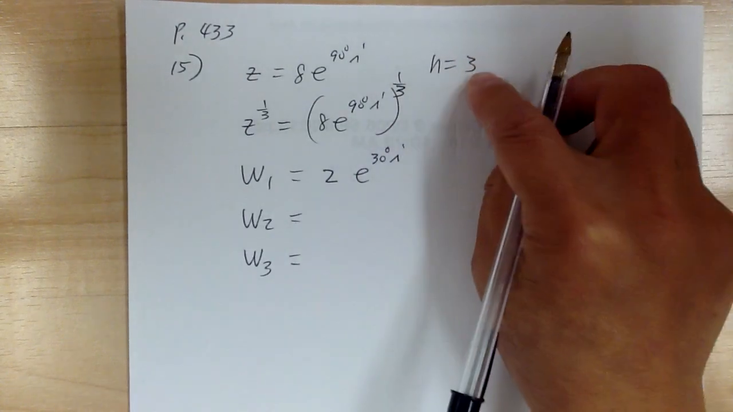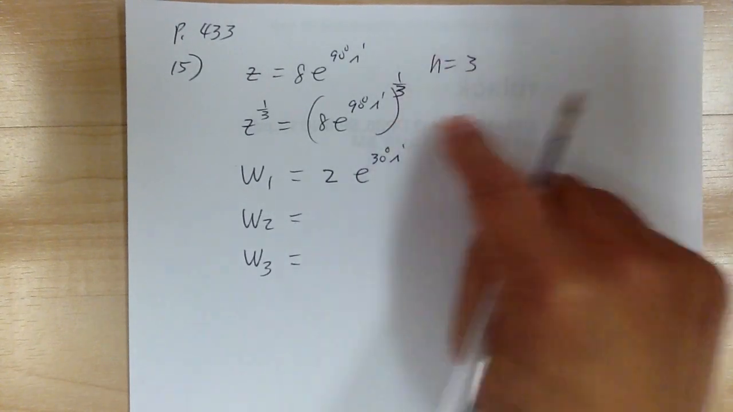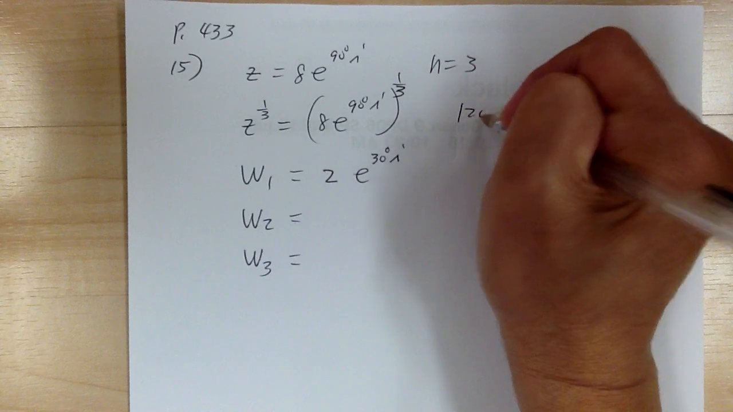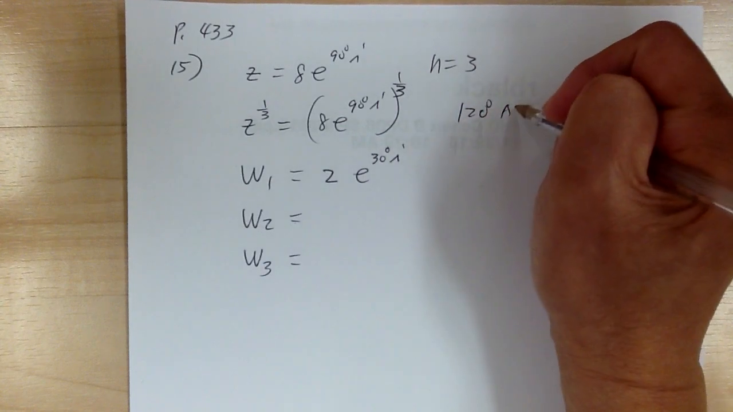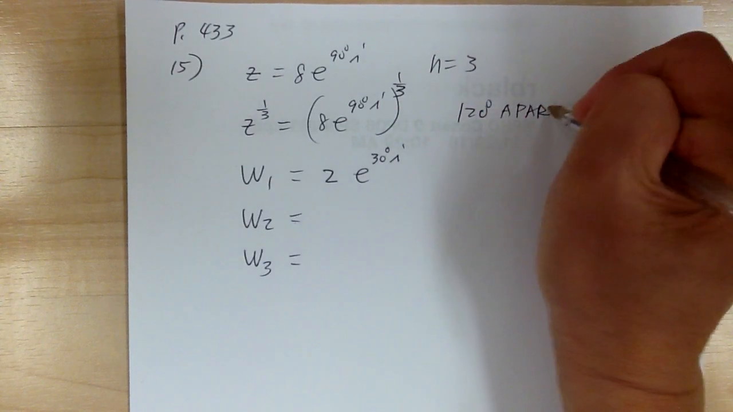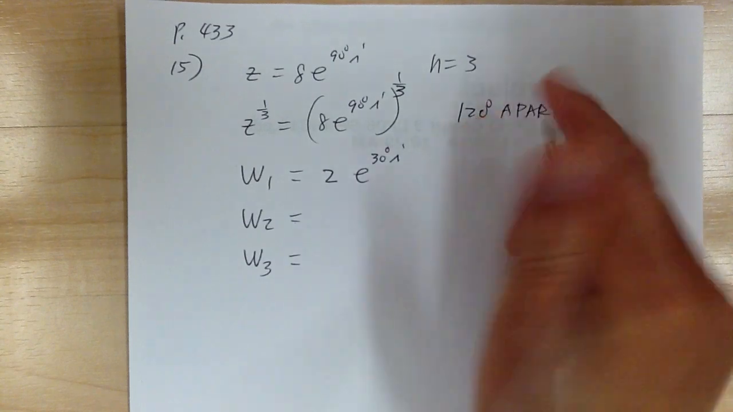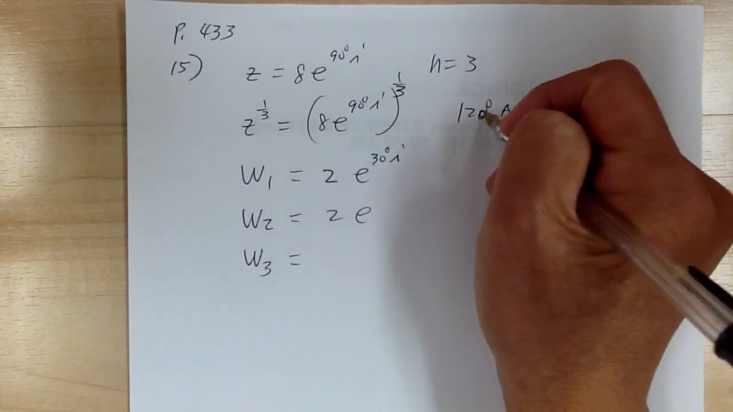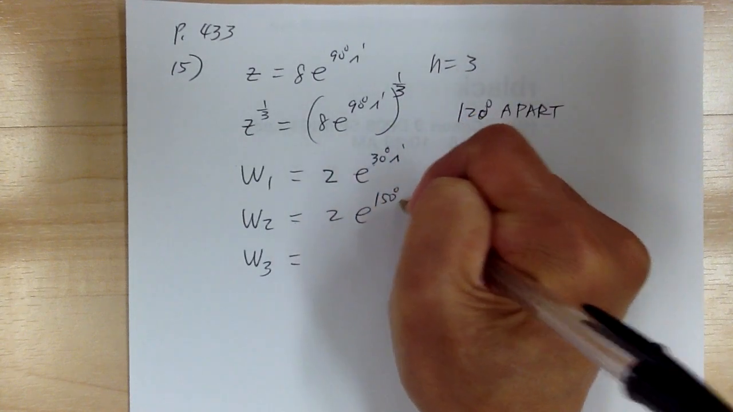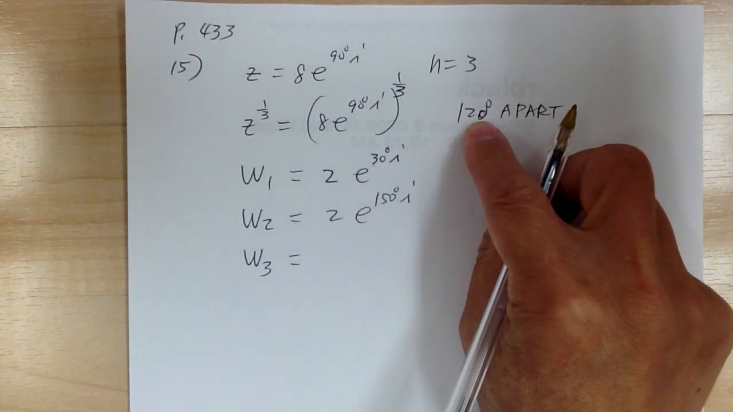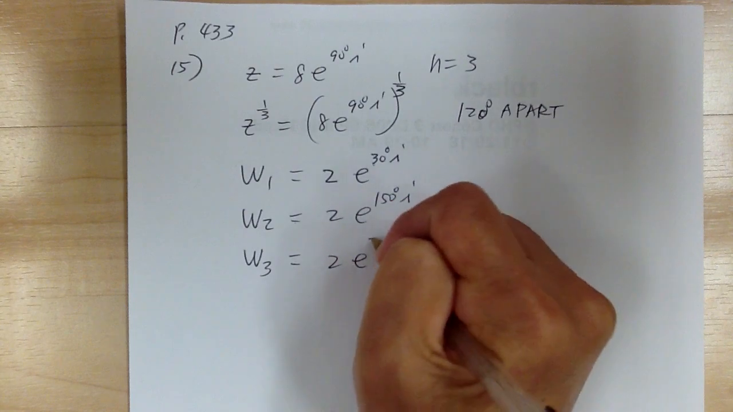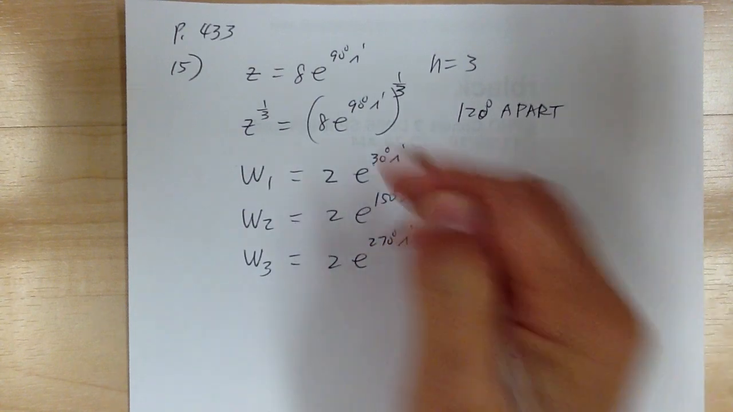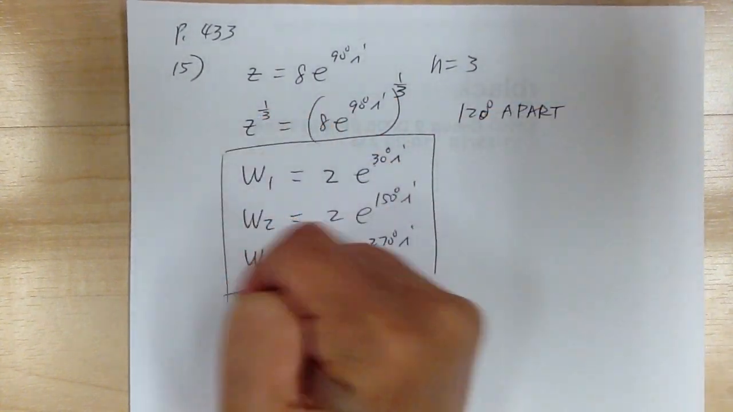Now again, because there are 3 answers, and they're going to spread out evenly, each one is going to be 120 degrees apart. So you just keep adding 120. So it'd be 2 e to the 30, plus 120 gives you 150. 150 plus 120 gives you 270 degrees. So those are your 3 answers.